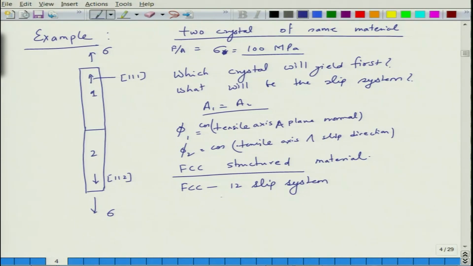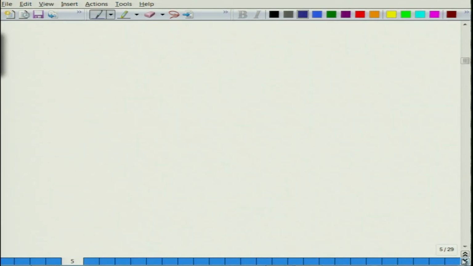We need to figure out which of these slip systems will have the highest resolved stress, and then compare the two crystals. So let us first take the case of only one crystal. Let us say we work out both 1 and 2 separately, see which slip system has the highest resolved shear stress, and then compare the two. Okay. So let us do this.